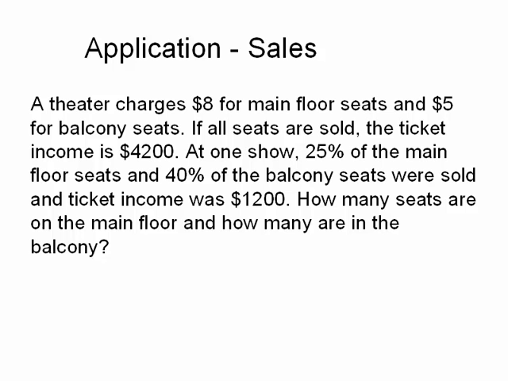Now let's try a sales application. A theater charges $8 for main floor seats and $5 for balcony seats. If all the seats are sold, the ticket income is $4,200. But at one show, 25% of the main floor seats and 40% of the balcony seats were sold, and the ticket income was $1,200. How many seats are there on the main floor, and how many are there in the balcony?